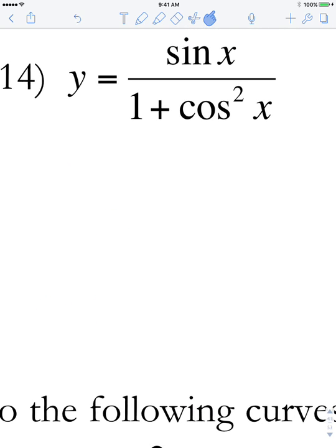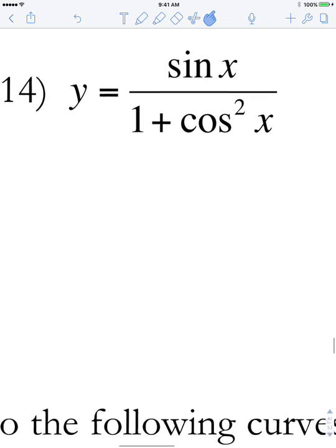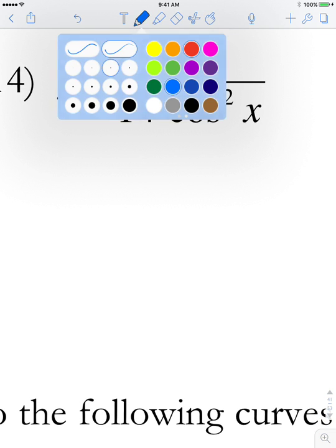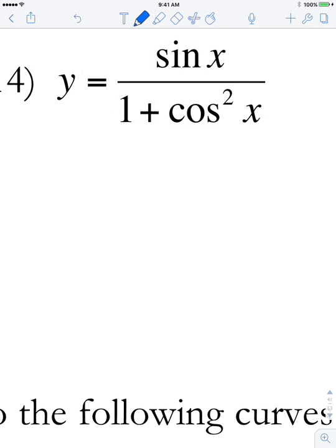Okay. For number 14, I'm going to go ahead and use the quotient rule. This is a fraction, this is a ratio, so I'm going to use the quotient rule. And it's an even number, so we're going to do it in blue. All right. I'm just going to put a little reminder, quotient rule. Okay, here we go. And what is the quotient rule?